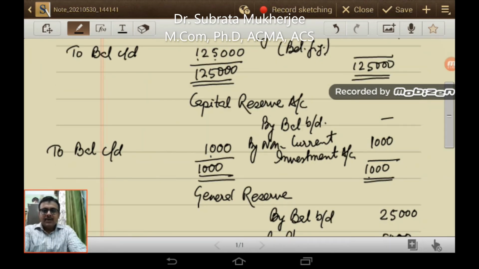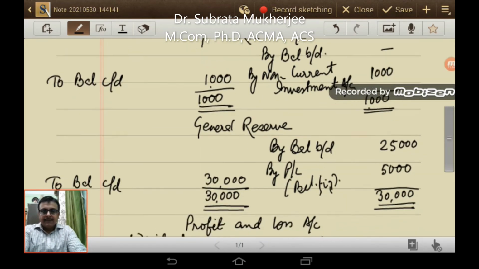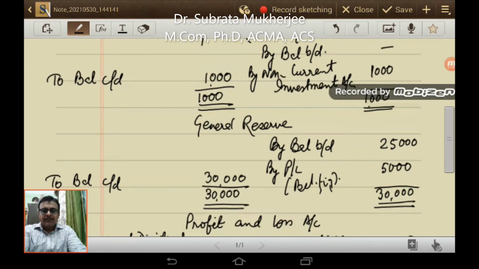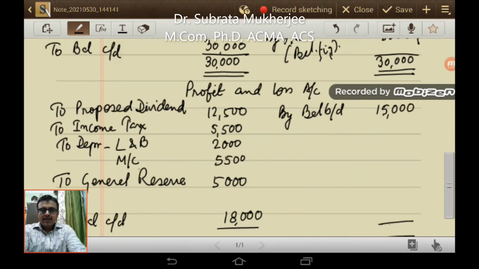The next ledger is the general reserve. The balancing figure represents the amount transferred from the profit and loss account. So the journal entry here I have passed is profit and loss account debit to general reserve rupees 5,000. So in the profit and loss account I have placed the amount of general reserve as to general reserve rupees 5,000.